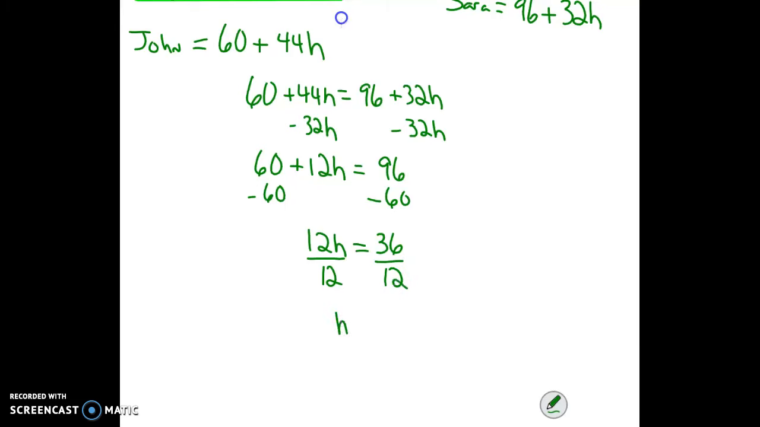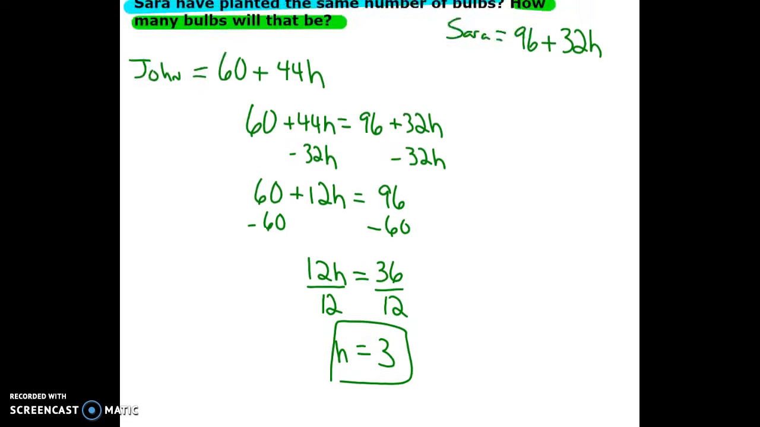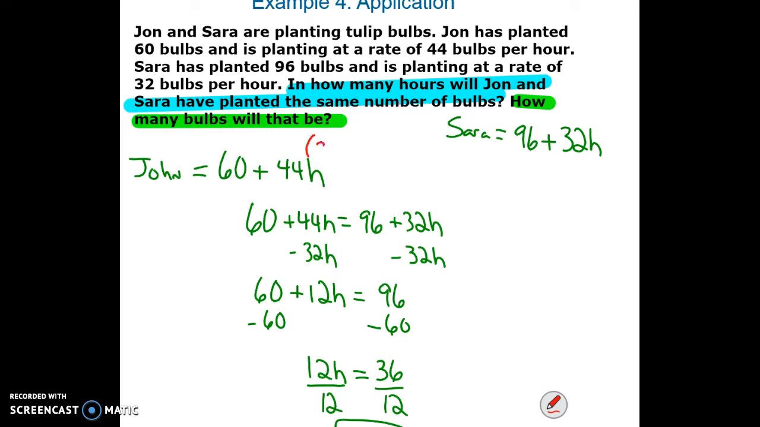And you said, oh, Mr. Rising, in 3 hours, they will have planted the same amount. Now, I've got exactly 50 seconds. Here's the thing. If you plug in 3 here, and how many will that be? 3 times 44 is 132 plus 60, and that is 192. If you plug in 3 hours here, 32 times 3 is 96 plus the 96 you started with, and that is also, guess what, 192.